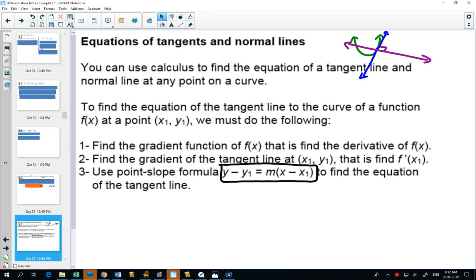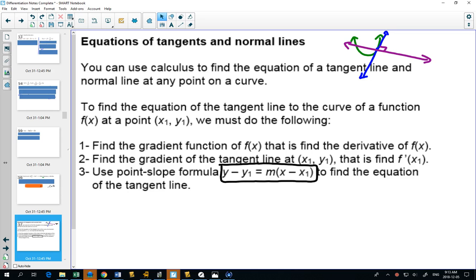So with equations of tangents and normal lines, we can use calculus to help us find those equations. Because if we have a question that says, find the equation of the tangent line at this point on the curve, we could do calculus to find what the derivative is. And the derivative is the equation of every single slope of every single tangent line on that curve. You could plug in the specific point you were looking for to find the slope of that specific tangent line.